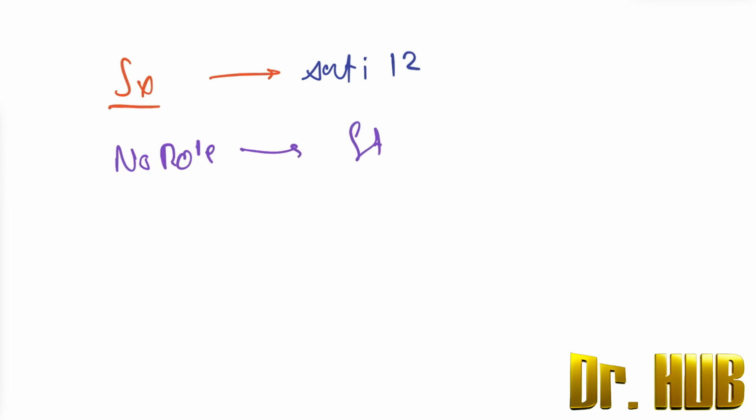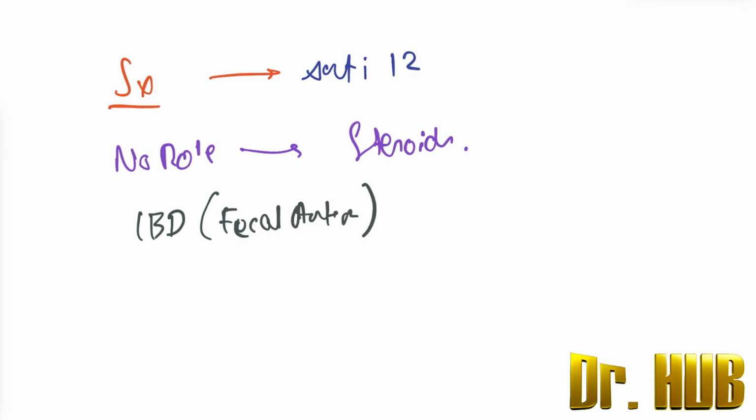Next, predict the response to the surgery in CD. So response to the surgery in CD, this is by the anti-I2, and no role in maintenance of IBD. This will include the steroids. The fecal antigen used in IBD will include the lactoferrin as well as calprotectin.